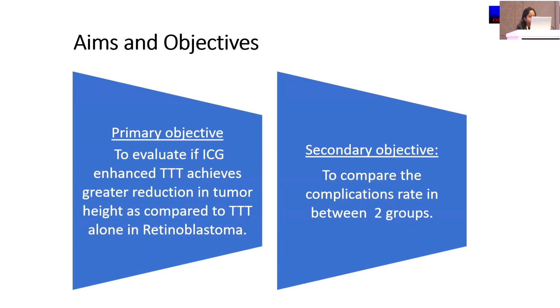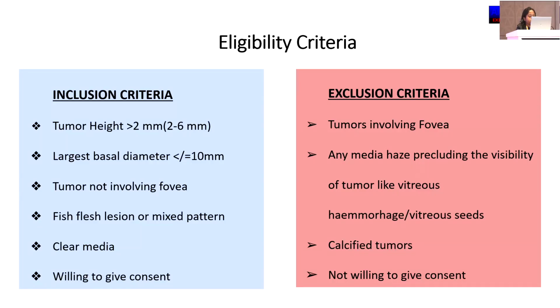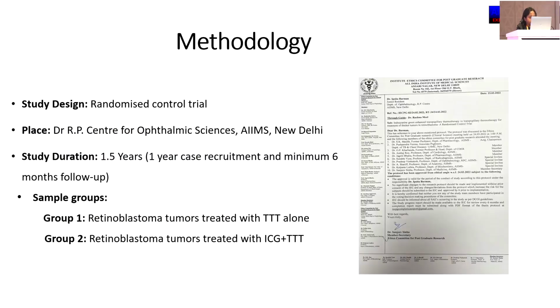So the primary objective of the study is to evaluate if ICG-enhanced TTT achieves a greater tumor reduction as compared to TTT, and the secondary objective is to compare the complications rate between the two groups. We included tumors whose height is more than 2 mm, largest basal diameter less than or equal to 10 mm, tumor not involving the fovea and with clear media. We excluded those tumors involving the fovea, any media haze, calcified tumors.